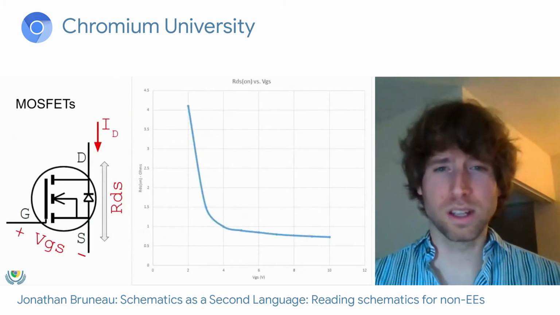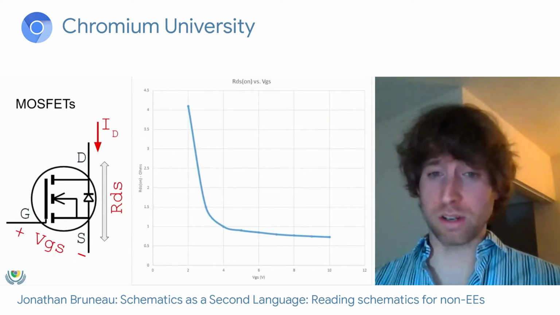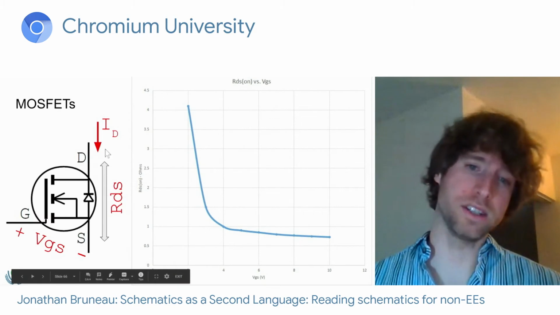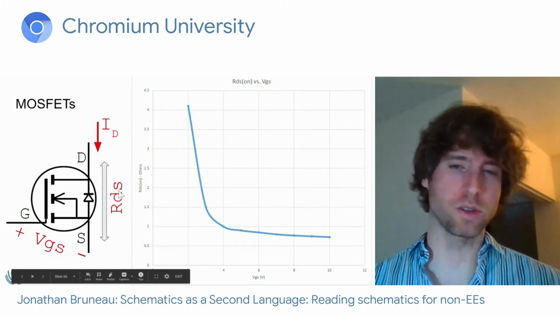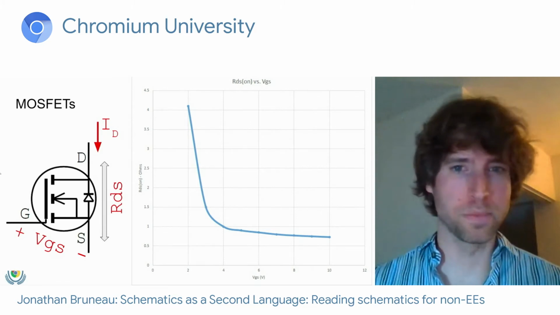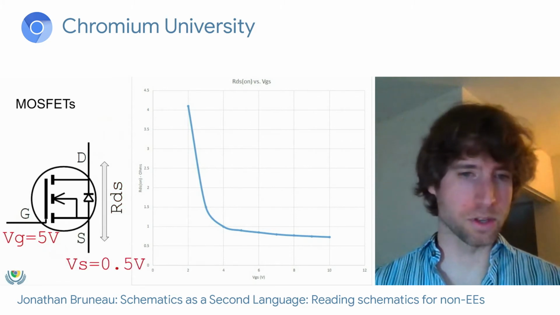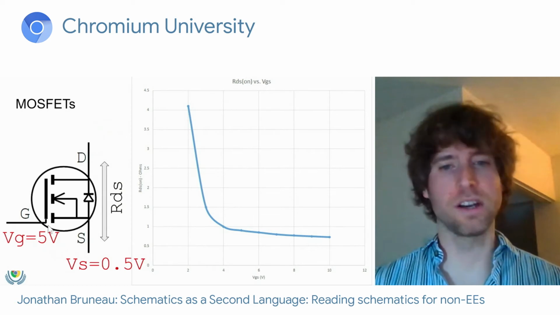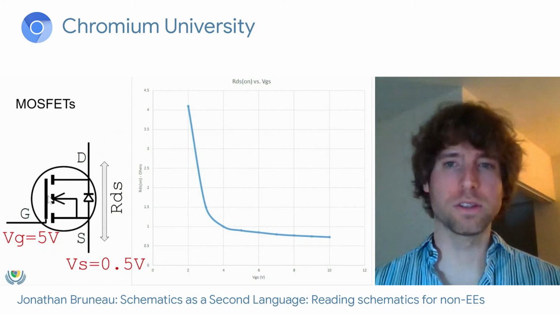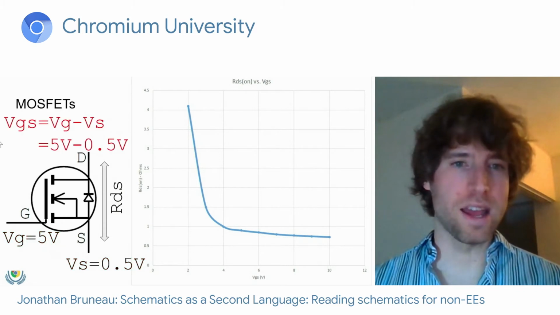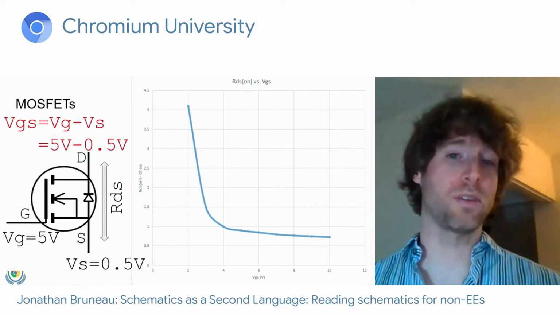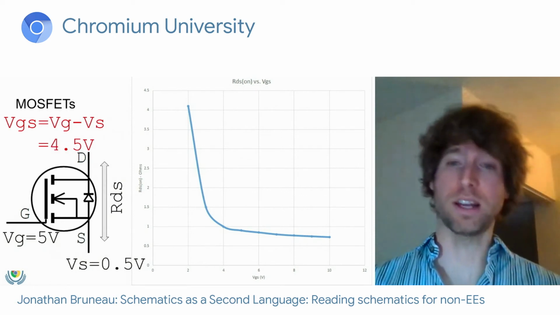Okay, so my 2-second description of how transistors work. There's a gate to source voltage here, and this is referred to as the resistance from drain to source, and this is the current entering the drain. Show by example: if the voltage at the gate is 5 volts and the voltage at the source is 0.5 volts, my gate to source voltage is the difference between the two. So it's 5 volts minus 0.5, which is 4.5 last time I checked.